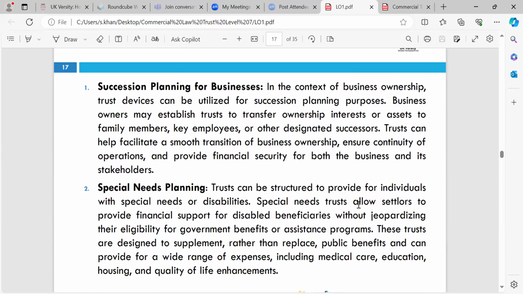Succession planning for businesses. So in the context of business ownership, trust devices can be utilized for succession planning purposes. Business owners may establish trusts to transfer ownership interests or assets to family members, key employees, or other designated successors. Trusts can help facilitate a smooth transition of business ownership, ensure continuity of operations, and provide financial security for both the business and its stakeholders.